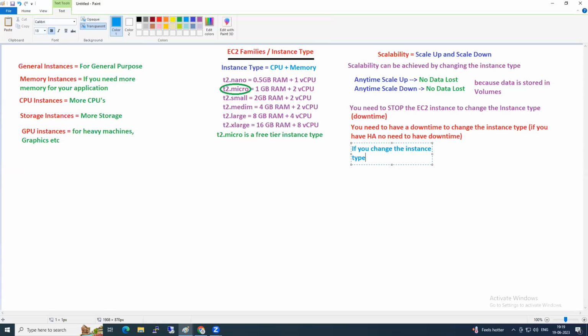To change the instance type, data is not lost because data is stored in EBS volumes.